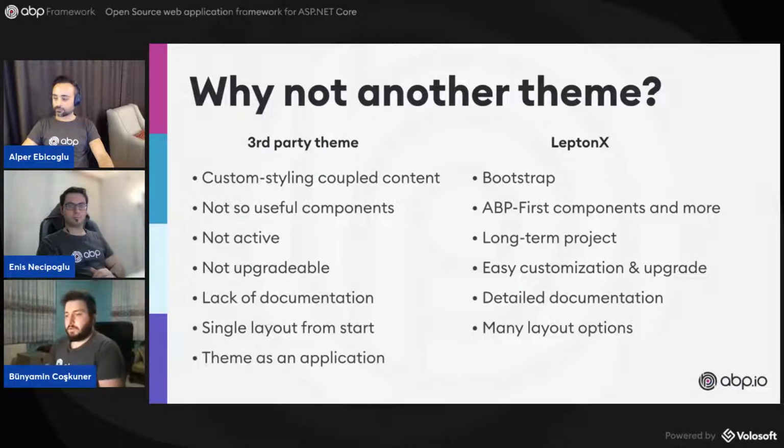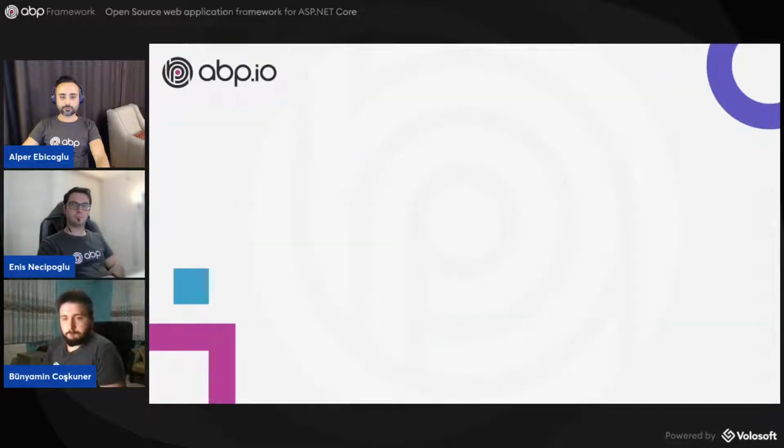And as a summary, these third-party themes are usually a theme as an application. So there's just this demo application without any backend. You just download that application, choose the parts you want to use in your own application, import them and use them. But LeptonX is a theme as a library. We can visualize it that way. So it will be upgraded, new features will be added on top of the library, and we will fix bugs as we encounter them. So this is the difference between a third-party theme and LeptonX.